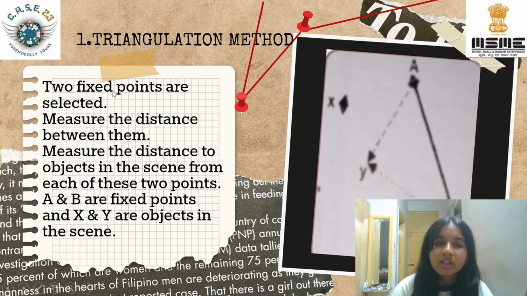If you read out the points here, two fixed points are selected, that is A and B. Measure the distance between them, and now measure the distance to the objects in the crime scene, namely X and Y. Let's say you are measuring the distance from X to the reference points: from A to X you will draw a line, from B to X you will draw another line, and the intersection point will be determined as the location of the evidence, that is X. Measure the distance to the object in the scene from each of these two points. A and B are fixed points and X and Y are the points of the objects.